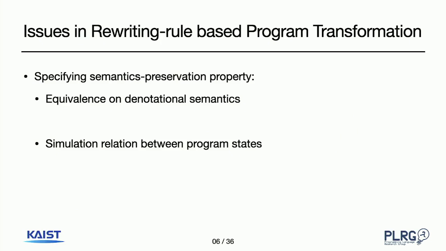Some define it as equivalence on the denotational semantics, which means that when the same input states are given, the output states of the original program and transformed program should be equal. And some other frameworks define it as a simulation relation between program states. In a simulation relation, the two states are not required to be exactly equal, but they satisfy a relation which is preserved after a single step of both the original and transformed program.